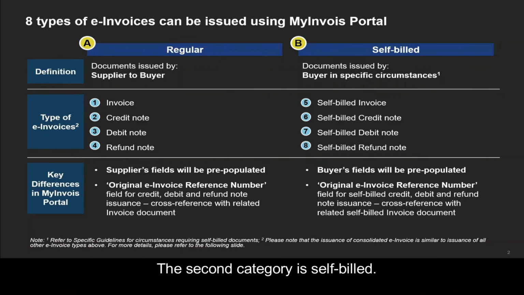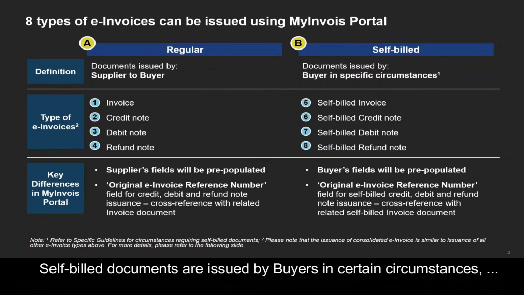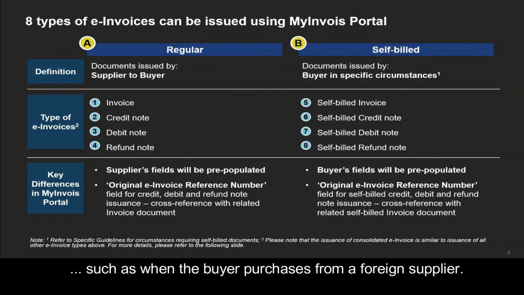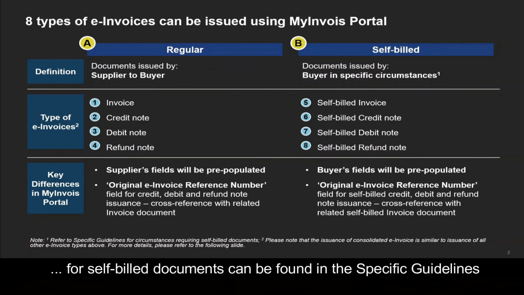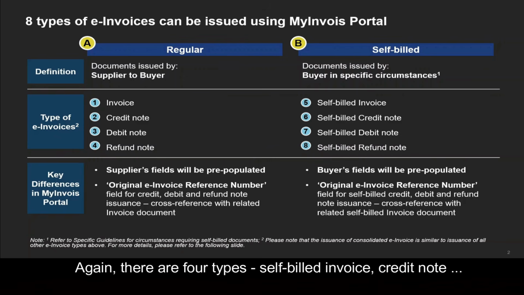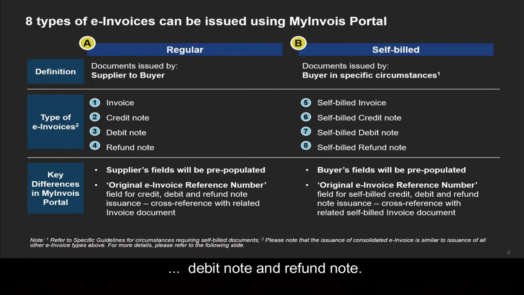The second category is self-billed. Self-billed documents are issued by buyers in certain circumstances, such as when the buyer purchases from a foreign supplier. Further information on the specific circumstances for self-billed documents can be found in the specific guidelines. Again, there are four types: self-billed invoice, credit note, debit note, and refund note.